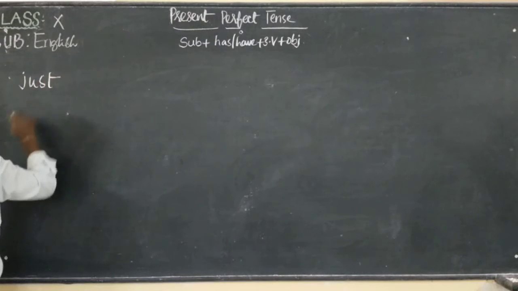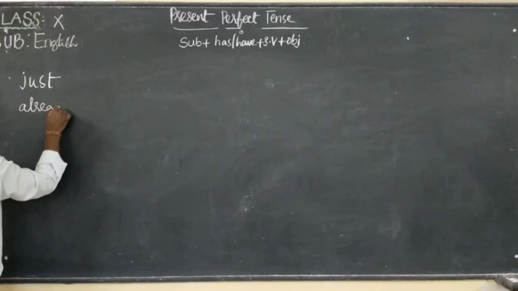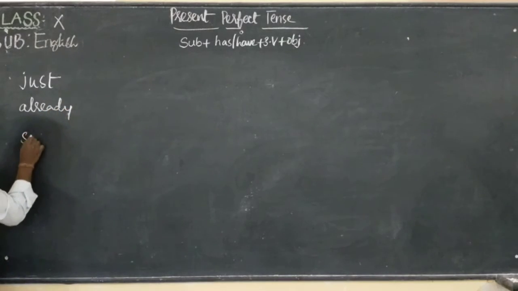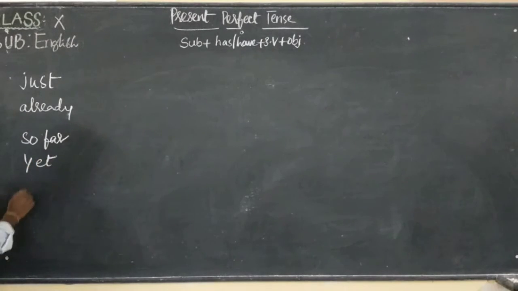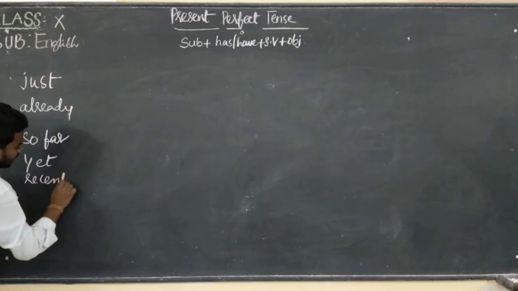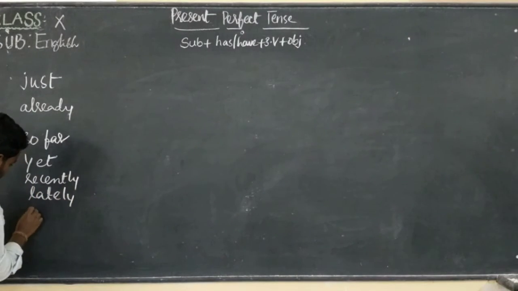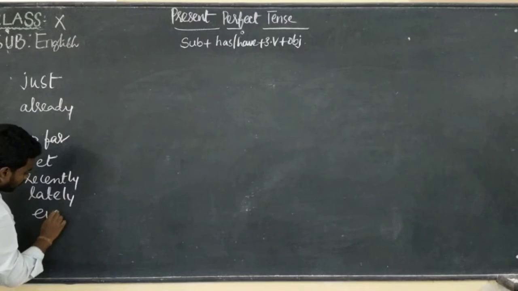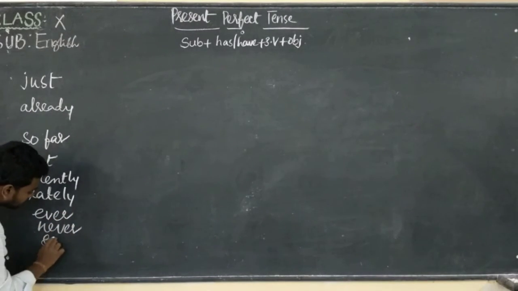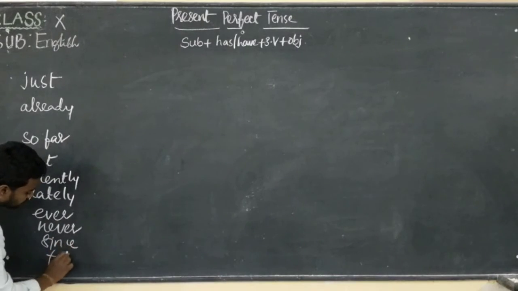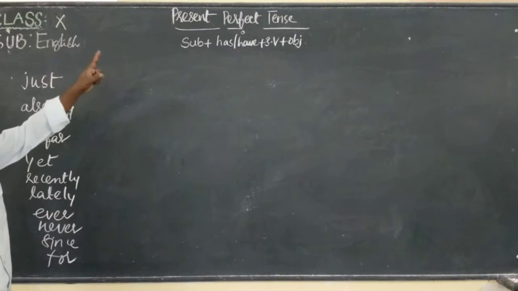The keywords are: just, already, so far, yet, recently, lately, ever, never, since, for. Right, these are the keywords that we use in present perfect tense.